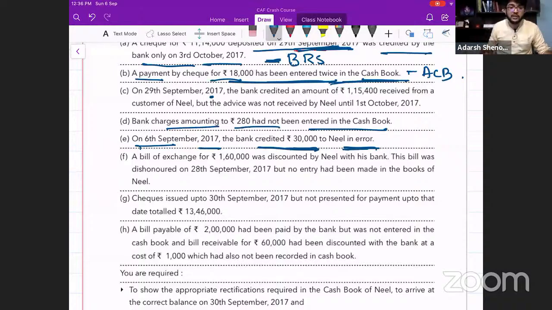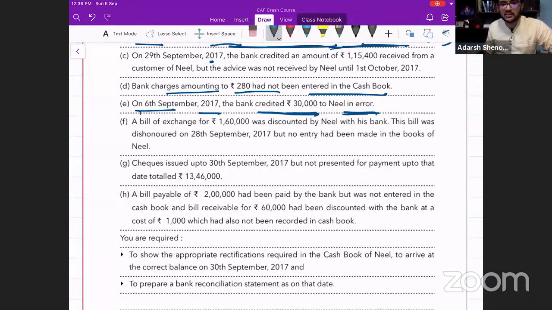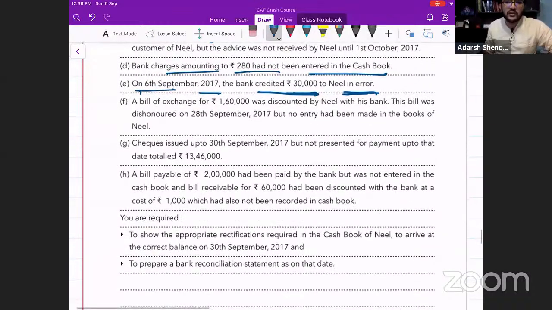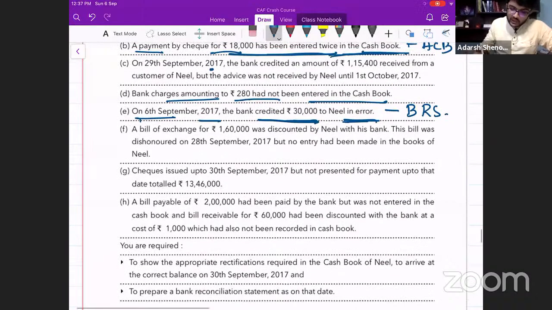Very interesting question, Anusha, because I'm reading the question and it says on 6th September 2017, the bank credited 30,000 to Neil in error. They are telling us it is in error. So it is the bank's error. Should we also make the error and debit? Should we record it in adjusted cash book? The answer is no. Where will this appear? This will appear in the bank reconciliation statement. So I will not record this in the adjusted cash book.